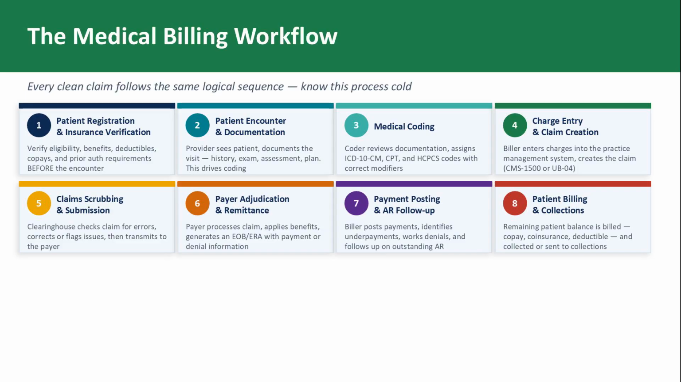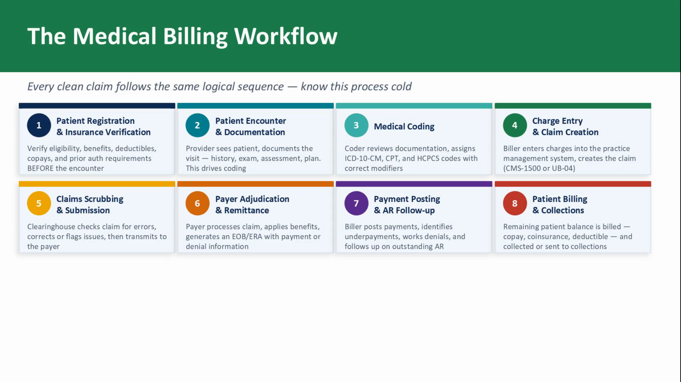Step 2. Patient encounter and documentation. The provider sees the patient and documents the visit. This documentation, the chief complaint, history, exam findings, assessment, and plan, is the foundation everything else is built on. Garbage in, garbage out. Poor documentation leads to poor coding, which leads to claim denials. Step 3. Medical coding. The coder reviews the documentation and assigns the appropriate ICD-10-CM, CPT, and HCPCS codes with all required modifiers. This is the work we've been learning in Modules 2 through 4.